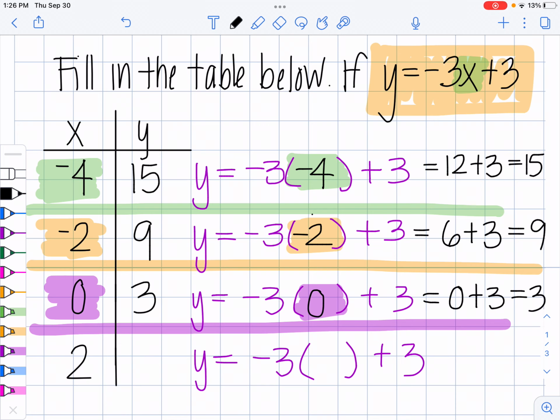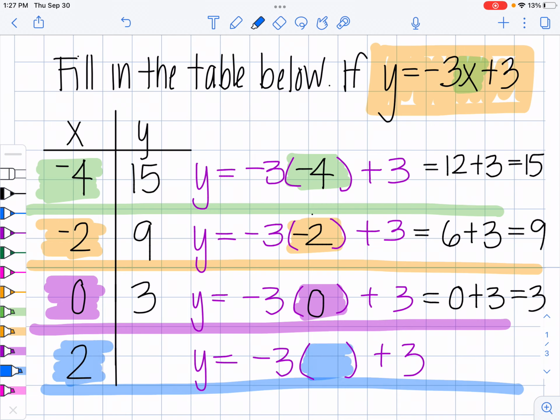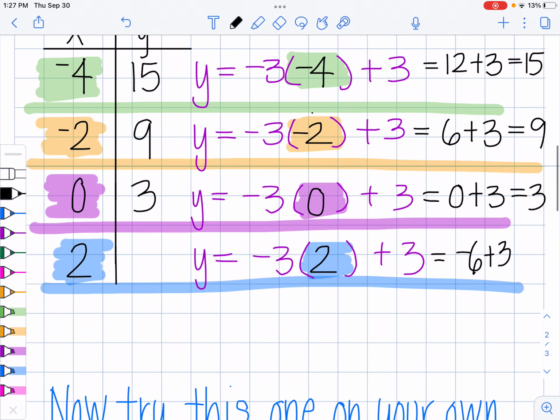And last but not least, we'll use blue in this last row. My x value is equal to 2, so in this spot in my x value where my skeleton is, I'm going to plug in a 2. Then I evaluate. Negative 3 times 2 is negative 6, and negative 6 plus 3 is equal to negative 3.